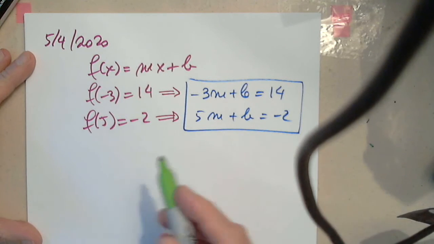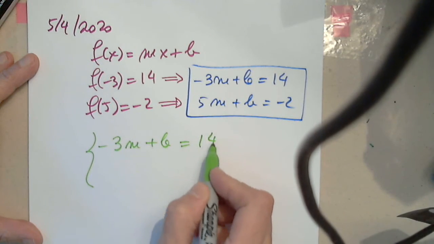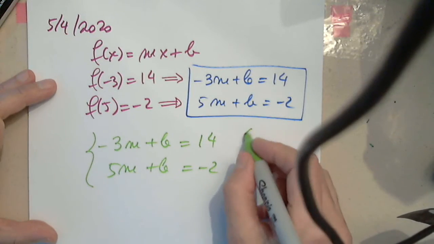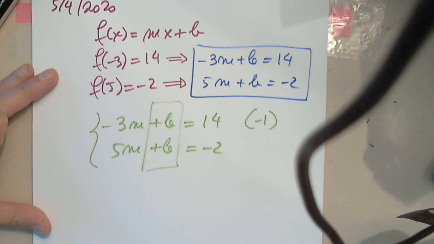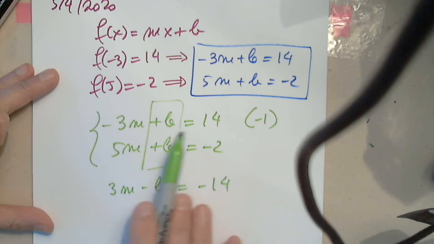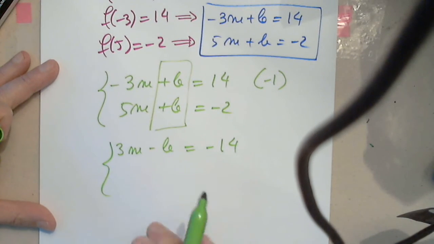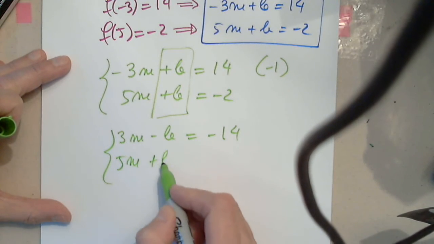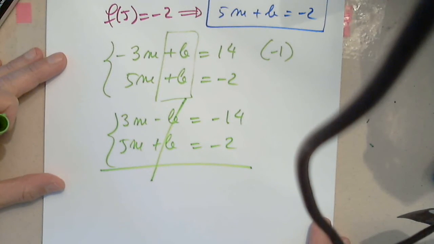I'm going to multiply the first equation. Let's write the system one more time. -3m plus b equals 14, and 5m plus b equals -2. Let's multiply the first equation by -1 because we are trying to eliminate b. So this is 3m minus b equals -14. We multiply all terms, both sides, by -1. Remember when we use elimination, we have to keep the equations together. We copy the second equation, and we met our target, at least for now.